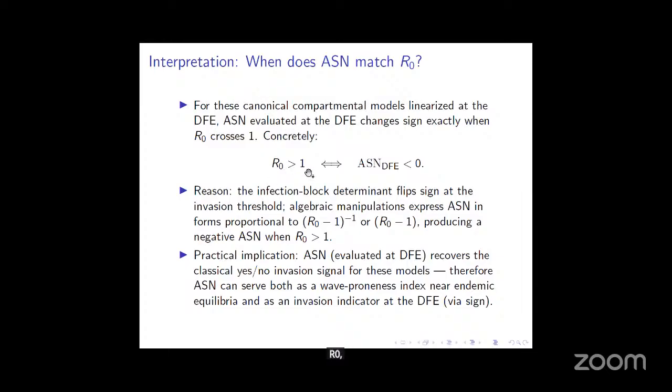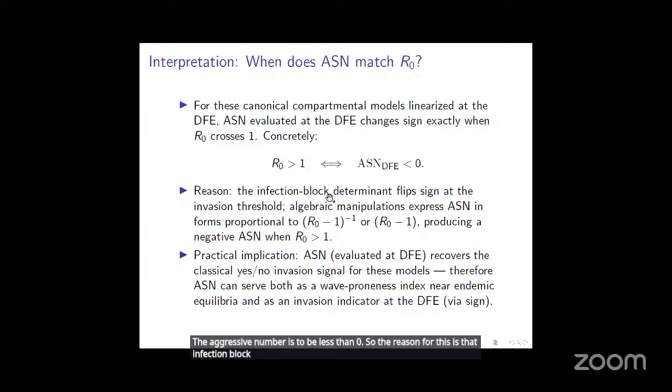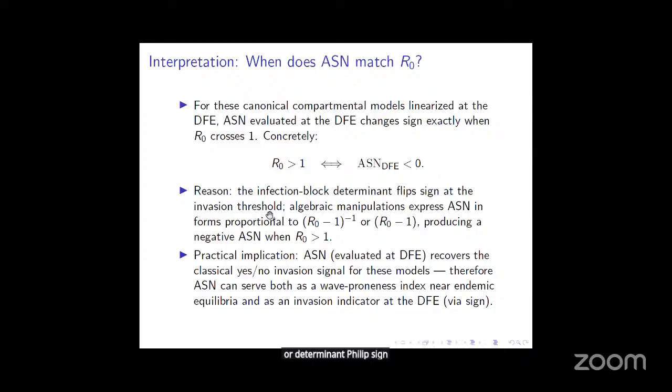If R0 is greater than 1, we know that the diagonal strength number has to be less than 0. The reason for this is that the infection block determinant flips sign at the invasion threshold. So the algebraic manipulations express the diagonal strength number in a form proportional to 1 over R0 minus 1, producing a negative diagonal strength number when R0 is greater than 1.